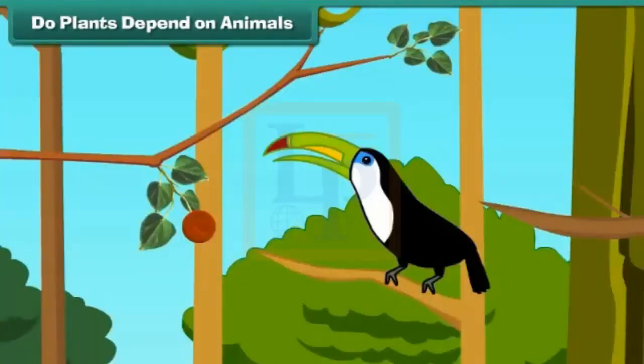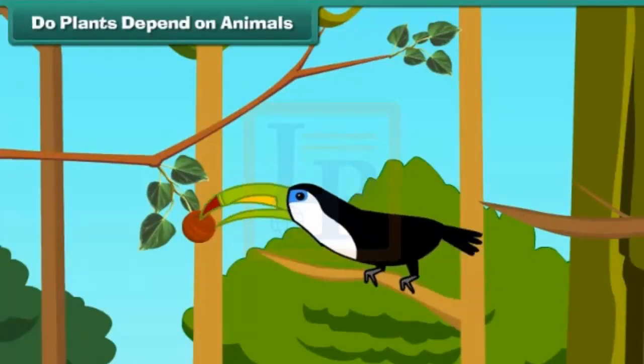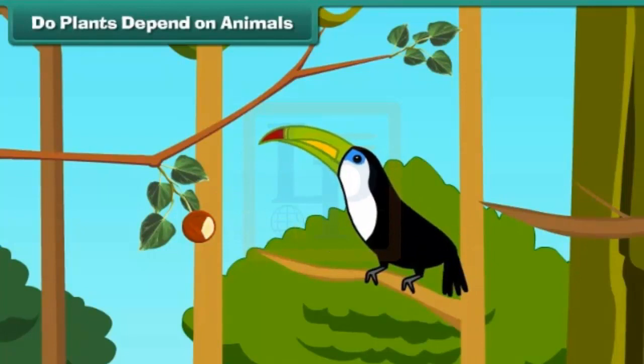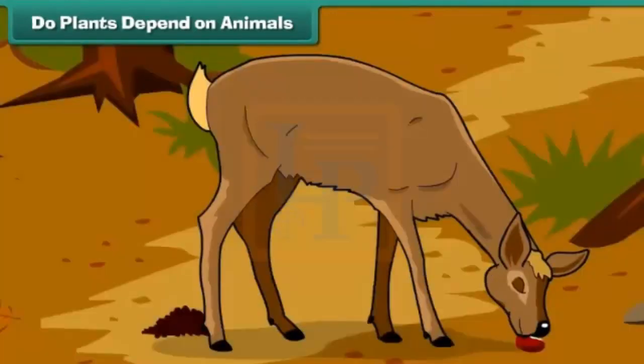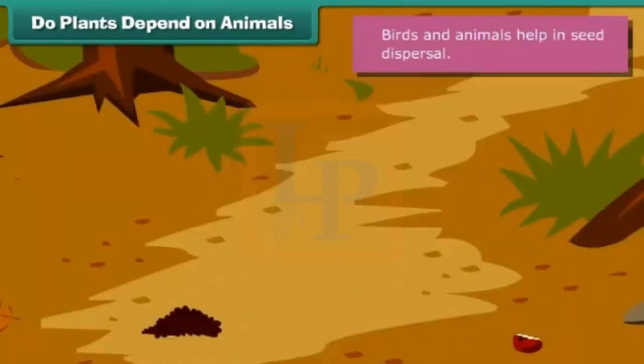The brightly colored sweet-tasting pulp of fruits attracts the birds and animals. Birds and animals eat the fruit and help in spreading the seeds. This way, the animals help plants to survive and flourish.